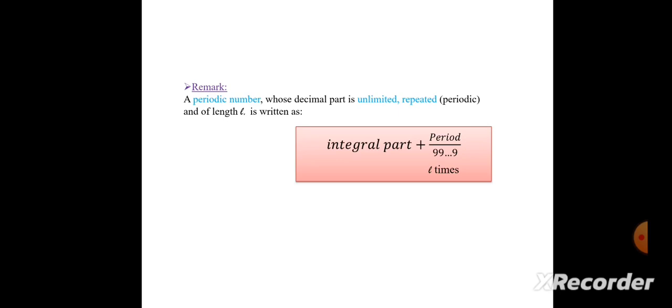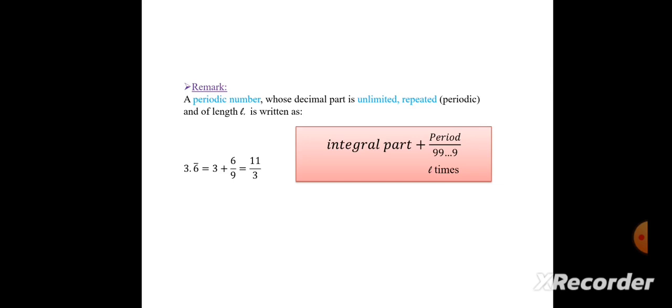A periodic number whose decimal part is unlimited and repeated is written as the integral part plus the period over 9, 99, 999. How do I know how many 9s to write? I always look at the decimal part. If it's composed of only one digit, I write the fraction over 9. If 2 digits in the decimal part, I write 99. If 3 digits, I have to write in the denominator 999, and so on.